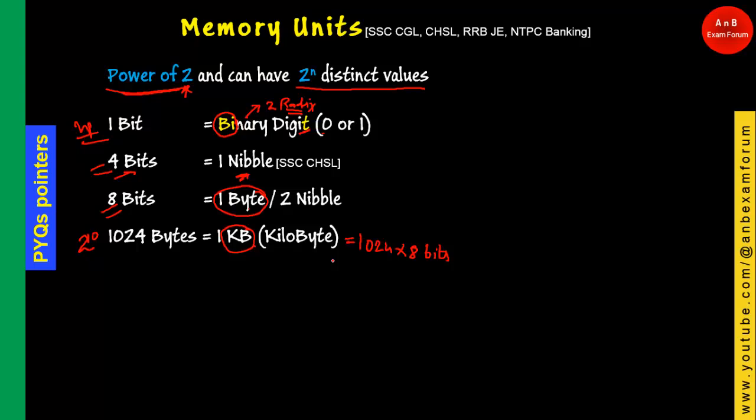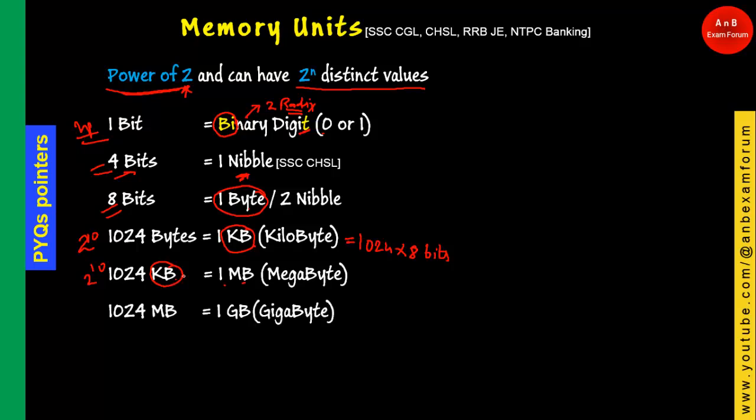Let's see the next. 1024 KB. Again, if you have 2 power 10 KB, it will become 1 MB, 1 megabyte. So 1 megabyte equals 1024 KB. Similarly, 1 GB is equal to 1024 MB, and 1 TB is equal to 1024 GB.